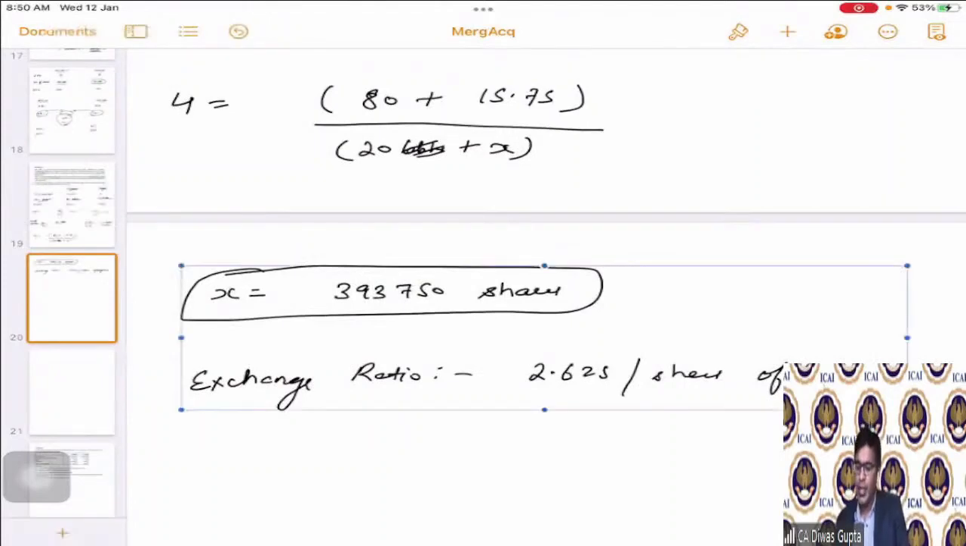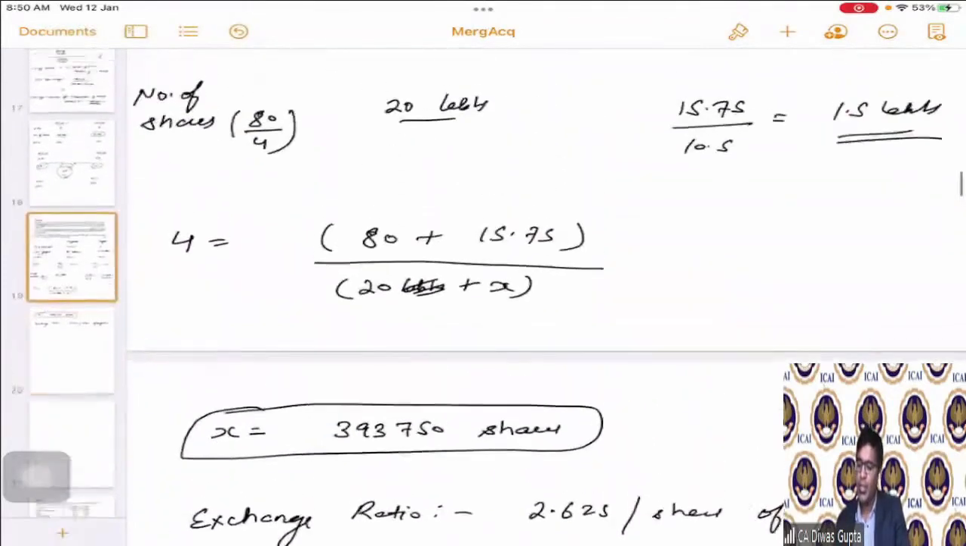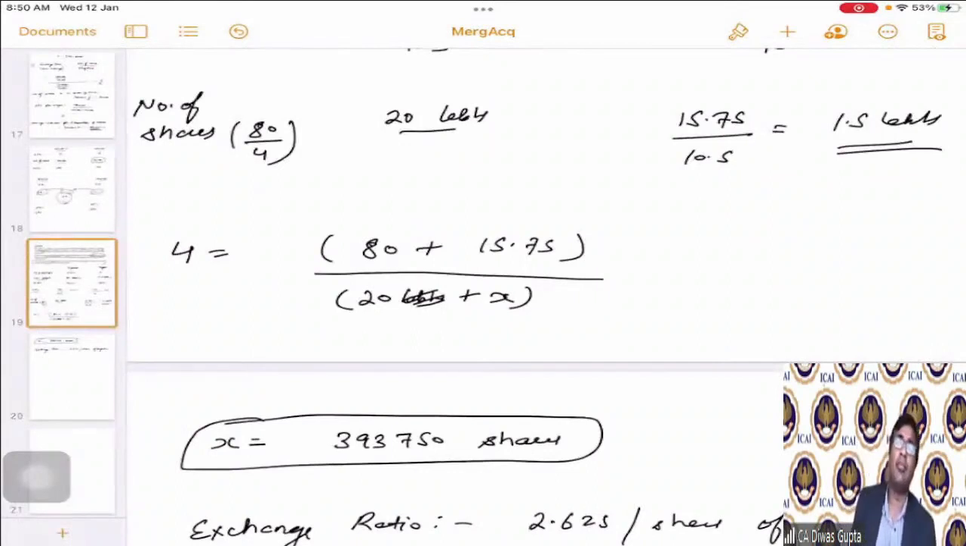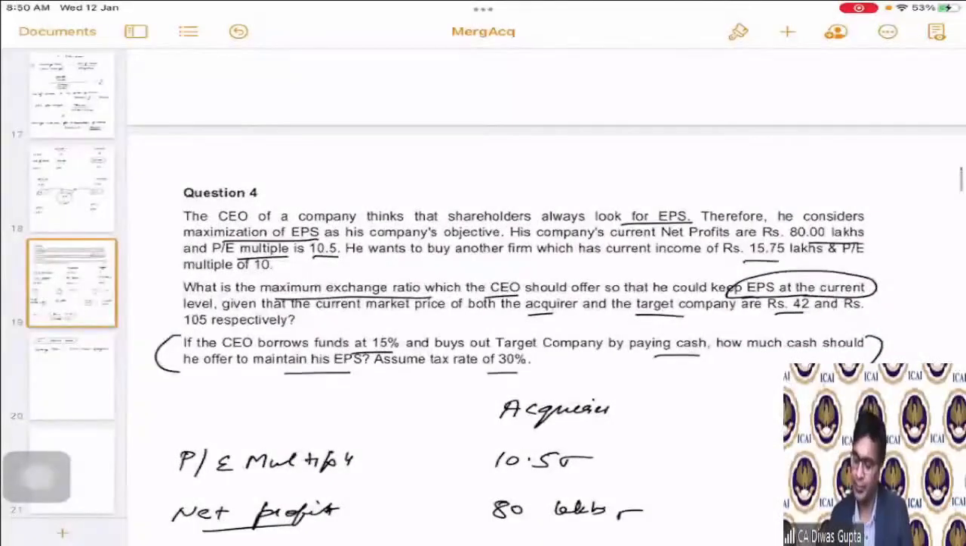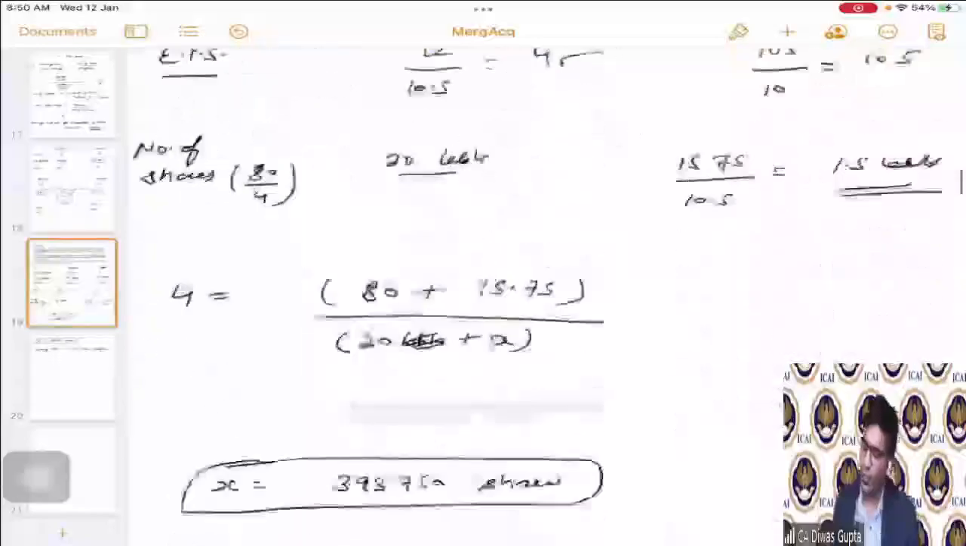So see students, now here we have used a simple equation to calculate, because we are given one specific situation in the question. To solve that, we have used one specific type of an equation. Now the second part, if the CEO borrows at 15% and buys out the target company by paying cash, how much cash should he offer to maintain his EPS? Assume a tax rate of 30%.